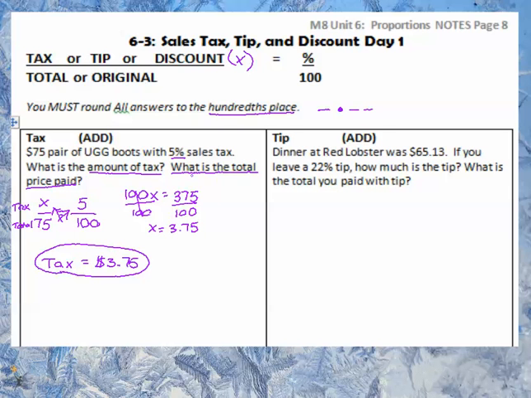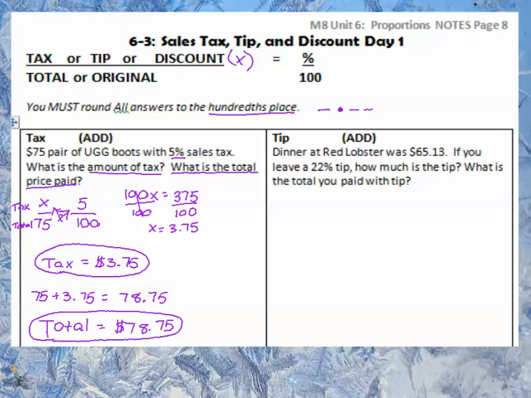But it's also asking what is the total price paid. When it's asking for total, with tax I add. So I start with the original amount, which is $75, plus my $3.75 for my tax. And when I add those together, I'm left with $78.75. It's already rounded to the hundredths place. There's two numbers after. So the total for my UGG boots is $78.75. So there is my second answer.